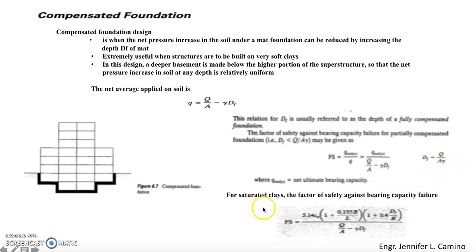For saturated clay, the factor of safety is given by this equation. So you have the presence of the length of the foundation, width of the foundation, the depth of the foundation, the total load applied, the area of the foundation, the unit weight of the soil, and the depth of the foundation.